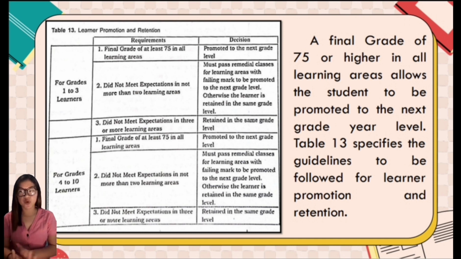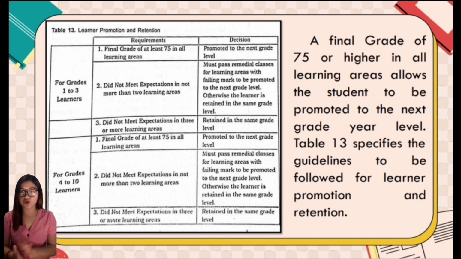So, in Table 11, promotion and retention at the end of the school year. A final grade of 75 or higher in all learning areas allows the student to be promoted to the next grade year level. And Table 13 specifies the guidelines to be followed for learners' promotion and retention.